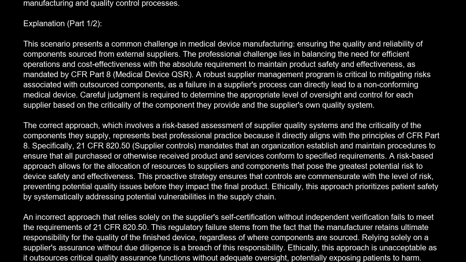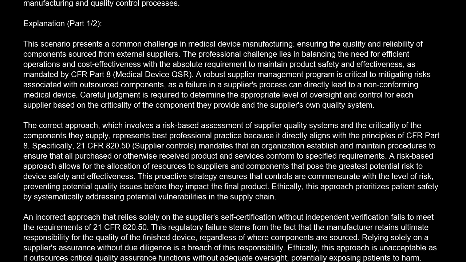The professional challenge lies in balancing the need for efficient operations and cost-effectiveness with the absolute requirement to maintain product safety and effectiveness, as mandated by 21 CFR Part 820, Medical Device QSR. A robust supplier management program is critical to mitigating risks associated with outsourced components, as a failure in a supplier's process can directly lead to a non-conforming medical device. Careful judgment is required to determine the appropriate level of oversight and control for each supplier based on the criticality of the component they provide and the supplier's own quality system.